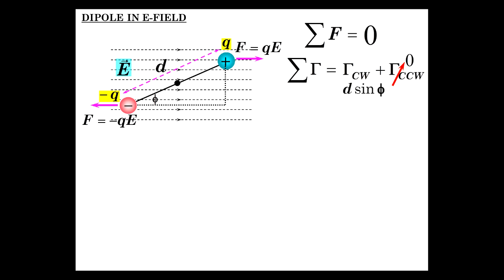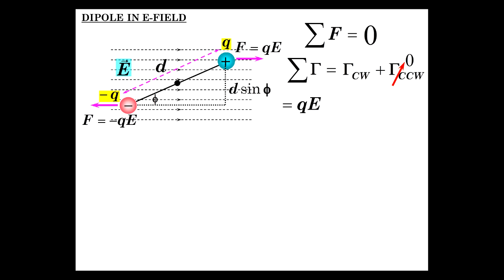All right, so a little geometry here. This is d sine of phi, with phi being here. Now we could think of this as pivoting about the center point here. And so this is d over 2. So we got a torque twisting clockwise over here. And from this charge, likewise, the same thing.